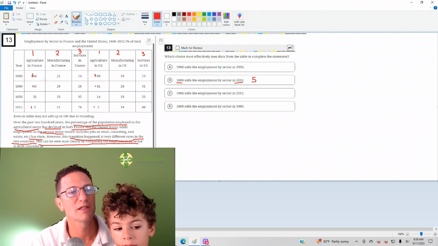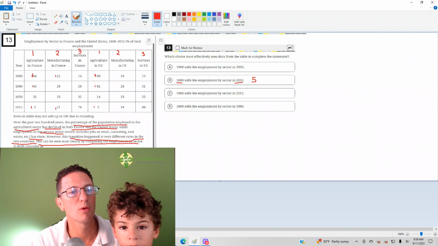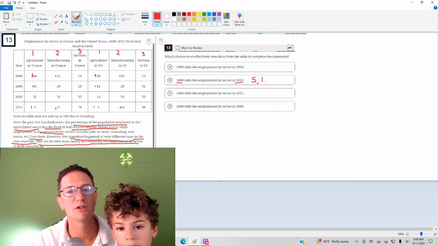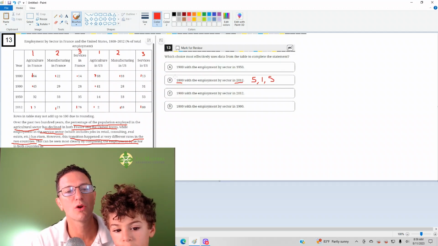If we did the same for 1800 to 2012, manufacturing in France decreases by 1, and manufacturing in the US stays the same. So the difference in rate of change is 1 there. And then if we looked at services in France, we go from 14 to 76. That's an increase of 62. And here we go, services in the US, 13 to 80. That's an increase of 67. The difference in increase there is 5. Now, that's a wrong answer, by the way.